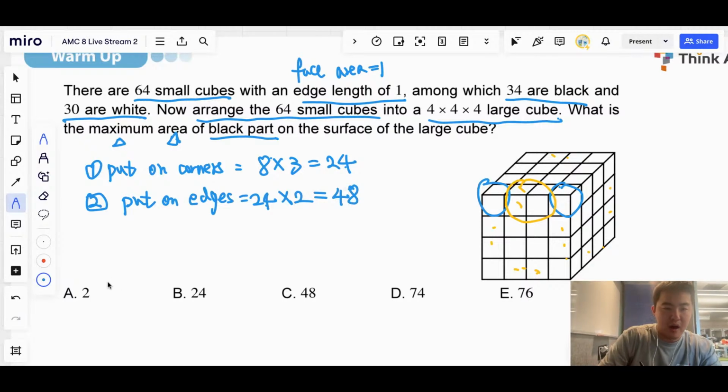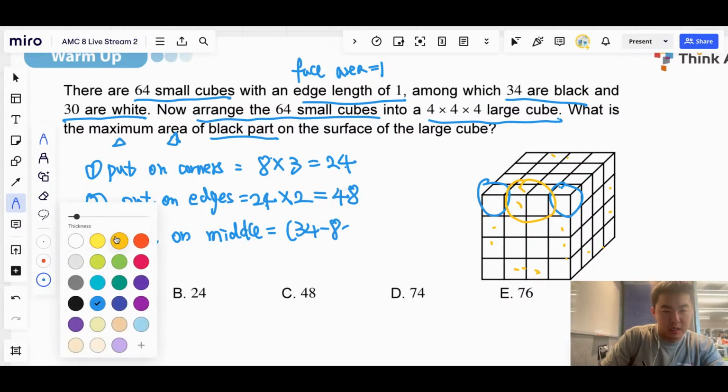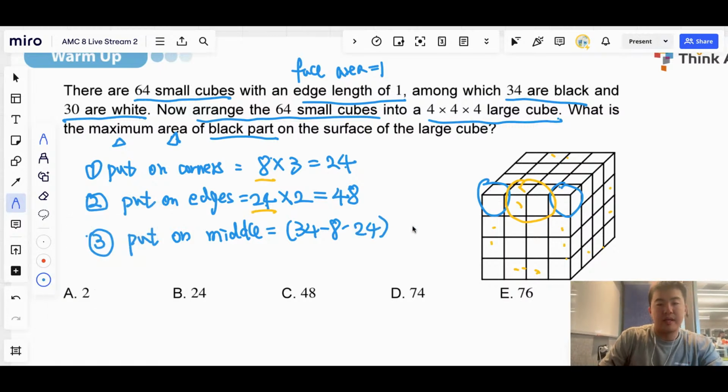Okay, so our last step is, how many cubes have we already used? 8 plus 24 is 32. So how many cubes do we have left? It's the difference between the total, which is 34, and the number of cubes we just used, right? There's no other way to put them. We have to put them in the middle. So that will be 34 minus 8, which comes from here, and minus 24, which comes from our second step. So that will be 34 minus 32, which gives us 2. Then each of them only has 1 face facing outside, right? So times 1, you get 2.